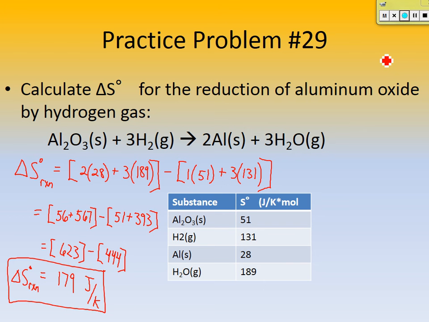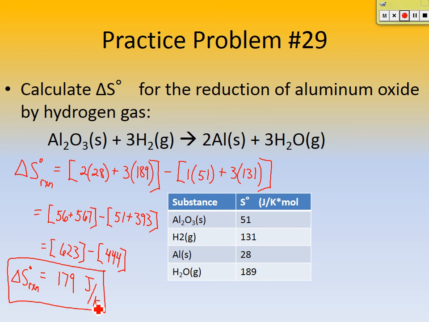I hope that if you're watching the video you did it as well, and this is the number that you got. So my change in entropy was a positive 179 joules per Kelvin. Now, what does that really mean? It has a positive entropy value. What is that telling us? That the reaction got more disorder. There's more disorder in the products than there was in the reactants.